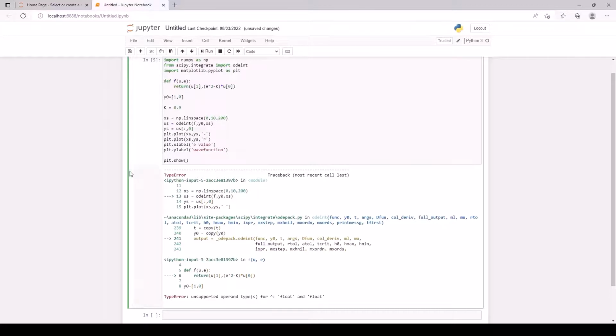What did I do wrong? U s is equal to odeint f, y0, xs. I defined xs, I defined y0. Return u1. That's why. It's because I forgot that exponentials in Python are double stars.